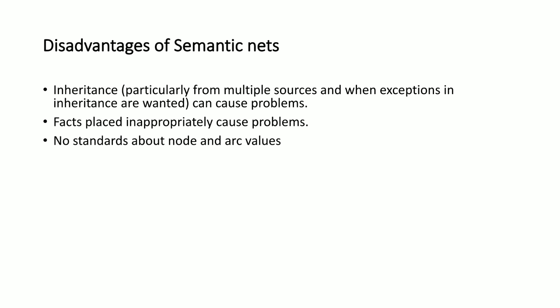What are the disadvantages of semantic nets? Inheritance, particularly from multiple sources, and when execution inheritance is wanted, can cause problems. Facts that are placed inappropriately cause problems, and there are no standards about node and arc values.